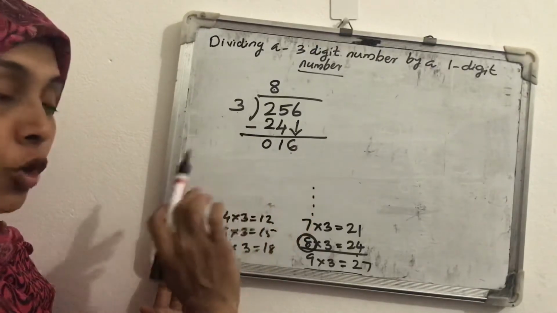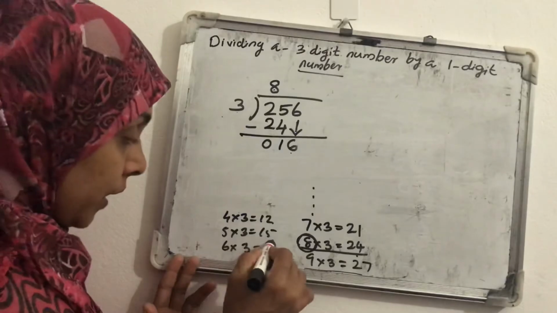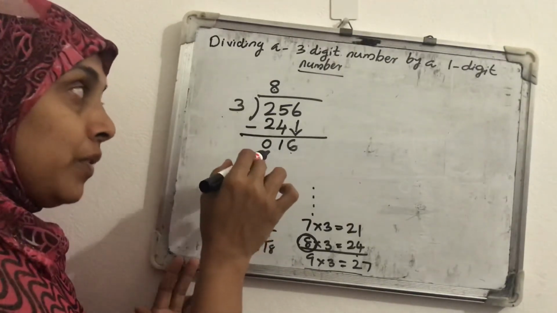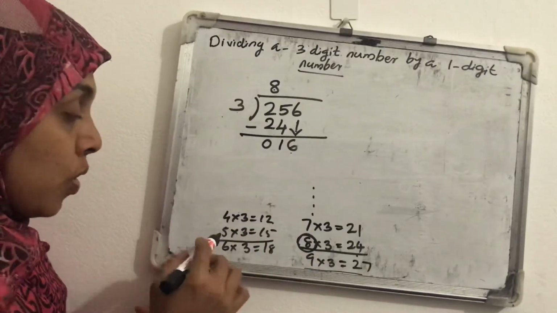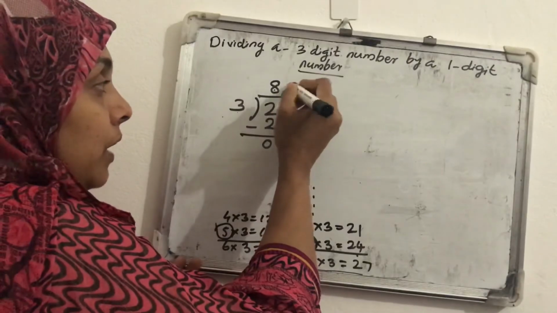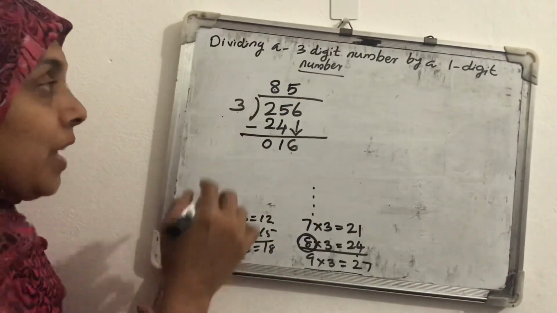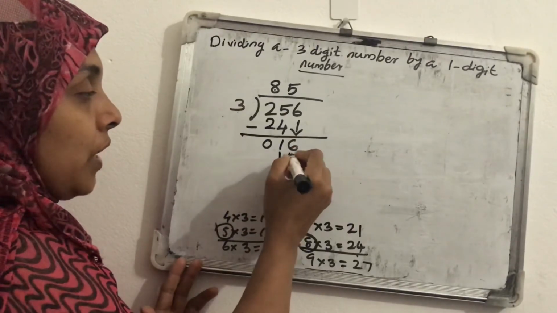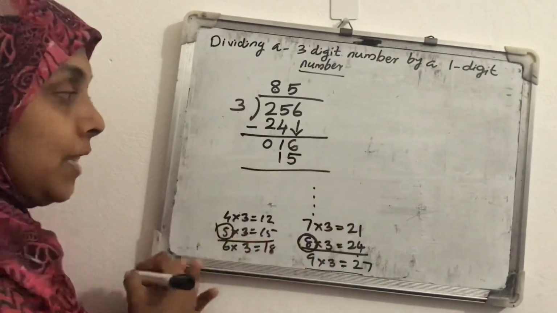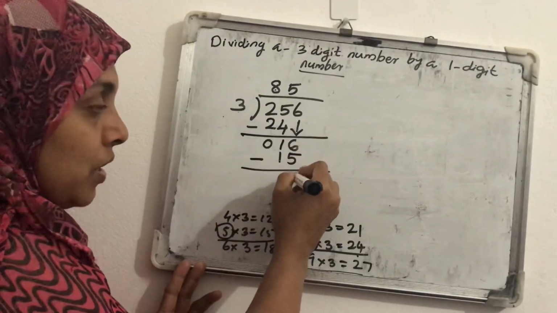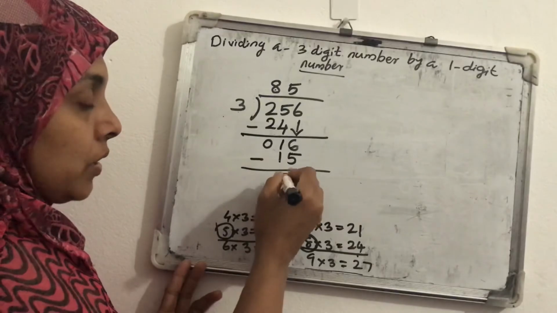Okay, 16 is not a multiple of 3. So we will take this: 5 into 3 is 15. So how many 3's in 16? Only 5 3's in 16. So that 5 we write in the quotient part. Okay, then multiply 5 into 3. 5 into 3 we know is 15. Then write below this 16. Then subtract. Okay, 6 minus 5 is 1. 1 minus 1 is 0.